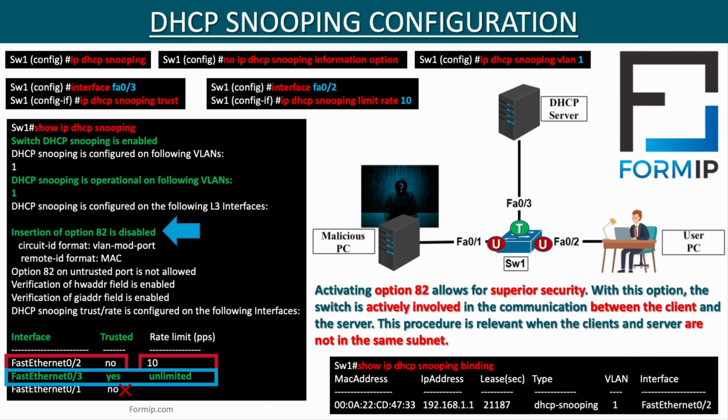The show ip dhcp snooping binding command is used to track the binding of MAC addresses with IPs. All messages of the DHCP offer type that circulate on an untrusted interface will be deleted. In the example, we can see that the legitimate client has received an IP address from the real DHCP server.